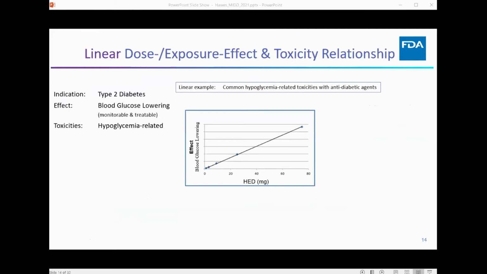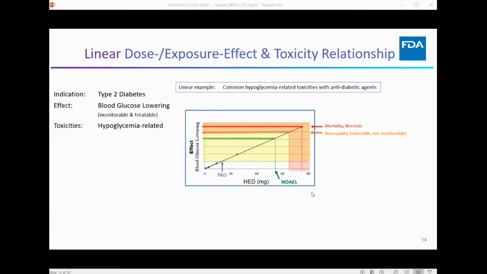This is an example of a linear dose exposure effect and toxicity relationship of an anti-diabetic drug with common hypoglycemia-related toxicities expected for healthy subjects on a normal glycemic background. The yellow box indicates pharmacodynamic activity, such as blood glucose lowering in this example, above the pharmacologically active dose, PAD. The red line indicates non-clinical doses associated with a high degree of blood glucose lowering, resulting in necrosis and mortality. The orange line indicates doses associated with neuropathy that, although reversible, are not monitorable. The orange shaded region indicates doses and magnitude of pharmacodynamic activity associated with non-clinical findings considered to be adverse.